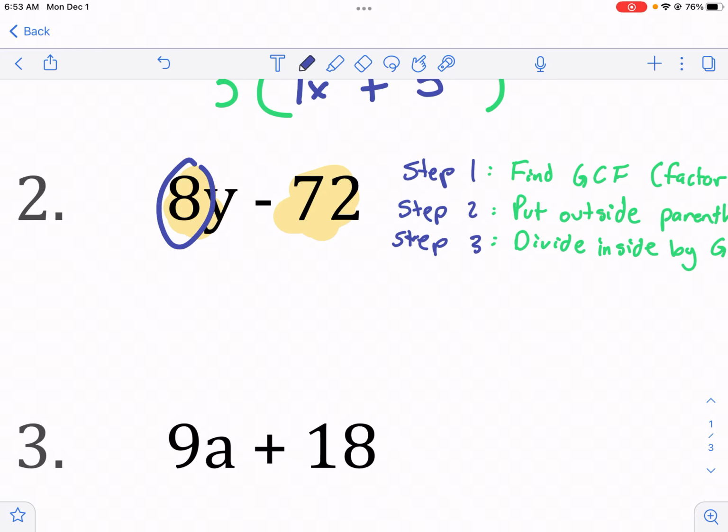Anytime you can get that coefficient, or whatever the smaller number is, to be a factor of the other one, it makes it way easier. So I'm going to put the 8 outside the parentheses. So I'm done with step 1, done with step 2. Okay, I'm on to step 3.